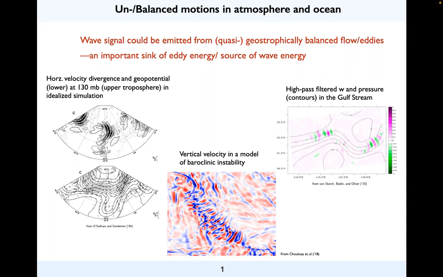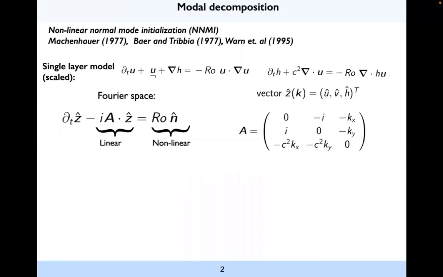So the question is, these appear to be generated by balanced flows, but what exactly are they, and how much of this is actually unbalanced? And why is it important? It's important because it acts as a sink of eddy energy and at the same time a source of wave energy. So for the energy budget, these two components are important. But again, the question is what they are and how much of this is balanced or unbalanced. And for that, we have flow decomposition methods.